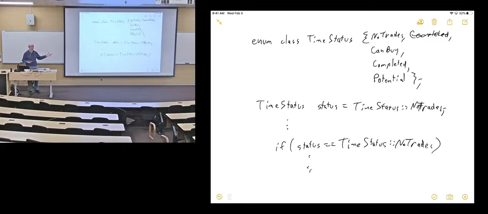Could you do this with a number? Sure. You could read my code and I could say, if status equals 47,423,000. It means nothing to you reading it. You could use a character like N or C, and that's a little bit better, but the enumerated type makes it really, really clear what it is that you're doing and makes it very easy to read. The size of an enum is a little bit big. It's on the order of the same as an integer, so like 4 bytes.